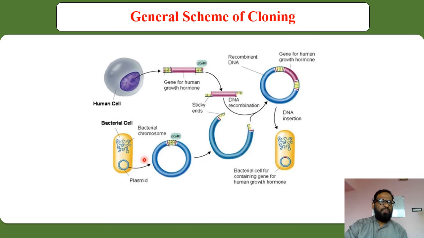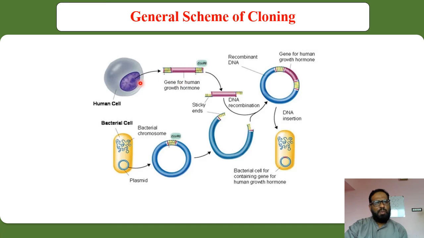The aim of this experiment is to clone. We want to take some gene from the human being. Maybe in this example, they have given the gene which is responsible for the production of the growth hormone. Okay, now you have taken the gene of the growth hormone. And how have you taken this?